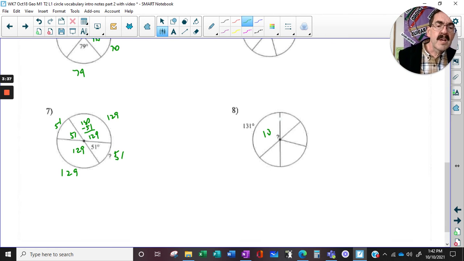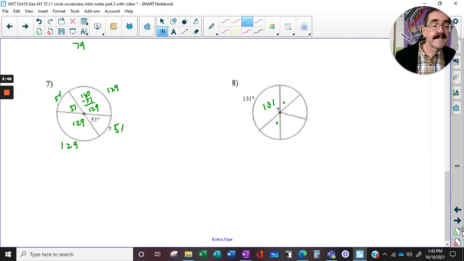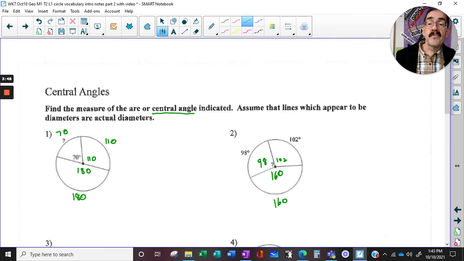131, 131, we shouldn't go any further even though that's probably equal to that and that might bisect, but we don't know for sure, okay? All right. So hopefully that was helpful for central angles.